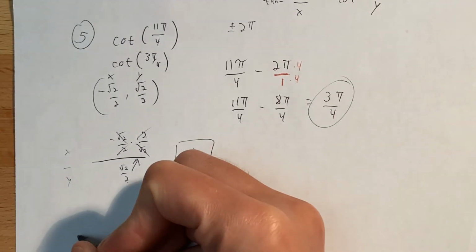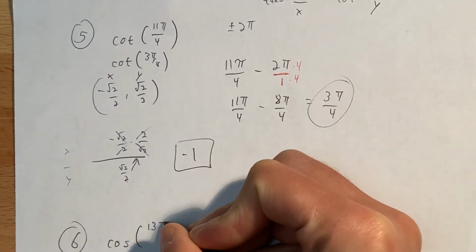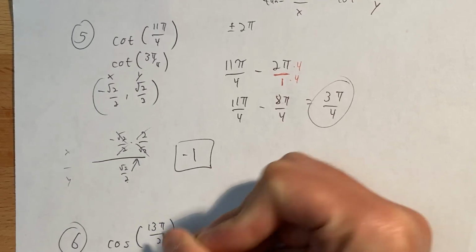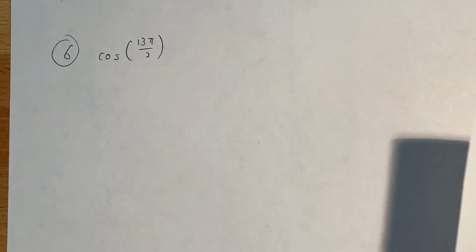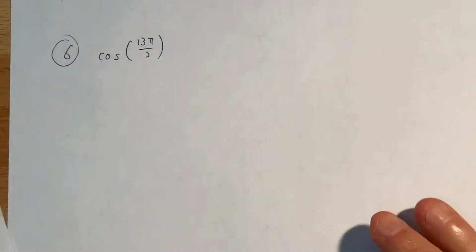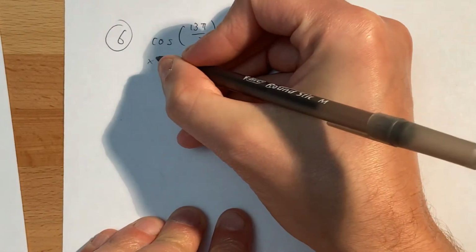And finally, cosine of 13 pi over 2. You can pause and try it if you want. This one has nothing new. It's just kind of like, hey, you got it. Cosine is the x value.